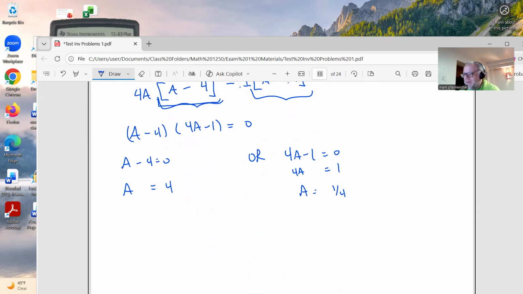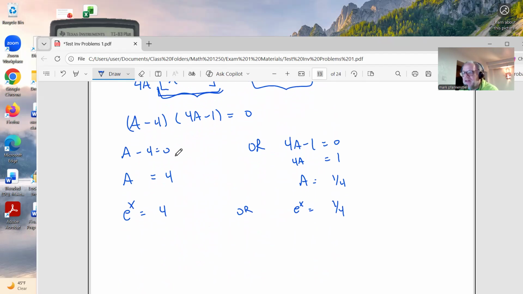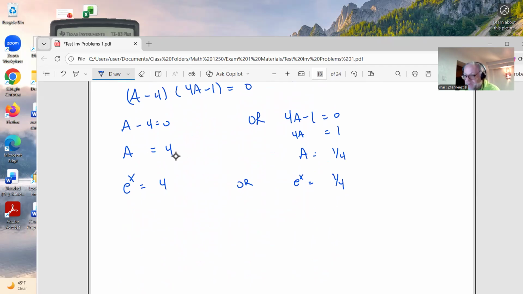So we can go all the way back to e to the x equals 4, or e to the x equals 1/4. Both of these are positive, so we can take a logarithm. Now it's time to take the logarithm. We're going to take the natural log of both sides. The natural log of e to the x is just x, equals the natural log of 4, or we have x is equal to the natural log of 1/4.